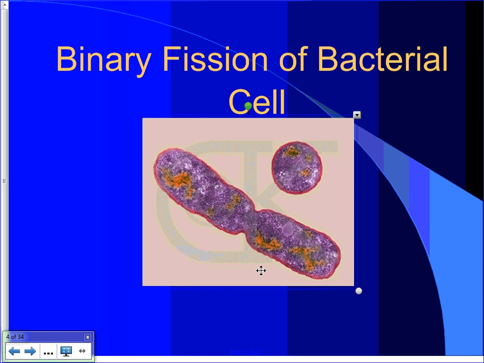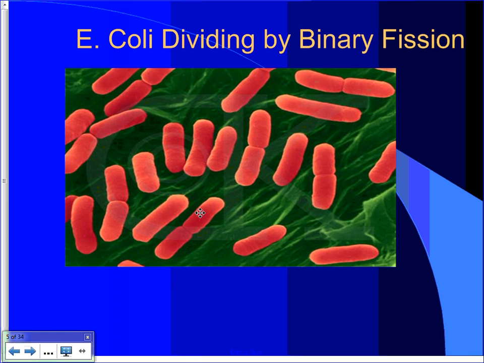So this is a bacteria here undergoing binary fission. They do make an identical copy of themselves. These are E. coli, and again, they're dividing by binary fission. You can see this one here. There's some more here dividing, making identical copies.